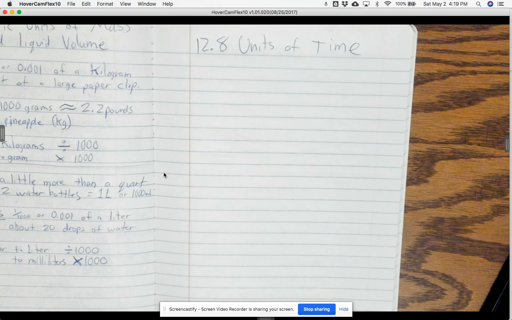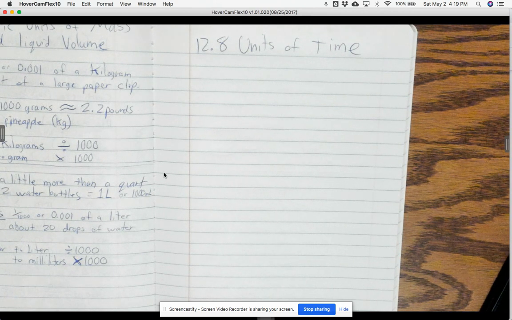All right, we're back with lesson 12.8 in Go Math. This is units of time. So this is kind of a combination of what you learned the last couple of years about units of time, telling time, and then going on a little further with that and converting between units of time.